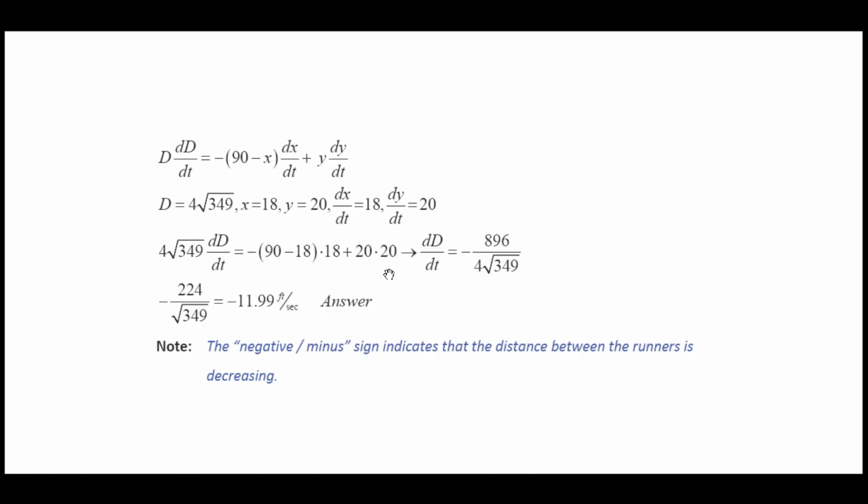And now we simply do the arithmetic, and we get this, which simplifies to this, which is approximately negative 11.99. And this is feet; the distance is feet, time is seconds. For all intents and purposes, it's negative 12 feet per second, but we'll leave it to show you that it's not an exact number. The negative sign simply indicates that the distance between the two runners is decreasing.